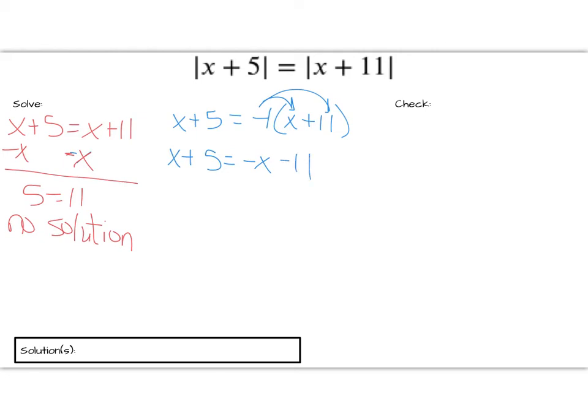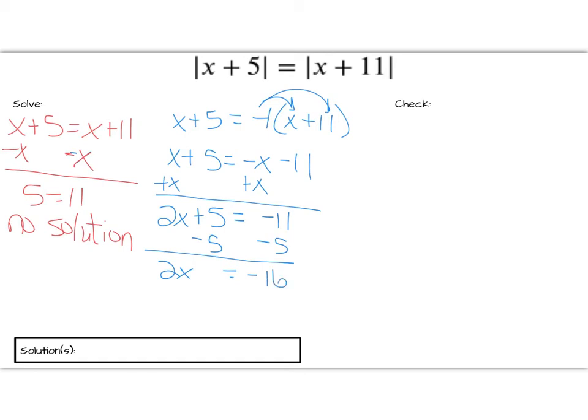Now, x and negative x are not the same thing, so I have to solve this. So I'm going to add x to both sides. x plus x is 2x plus 5 equals negative x plus x becomes 0. Those were inverse operations. Bring down the negative 11. Now it's a two-step equation. I get 2x equals negative 16. Divide both sides by 2, and x is negative 8.